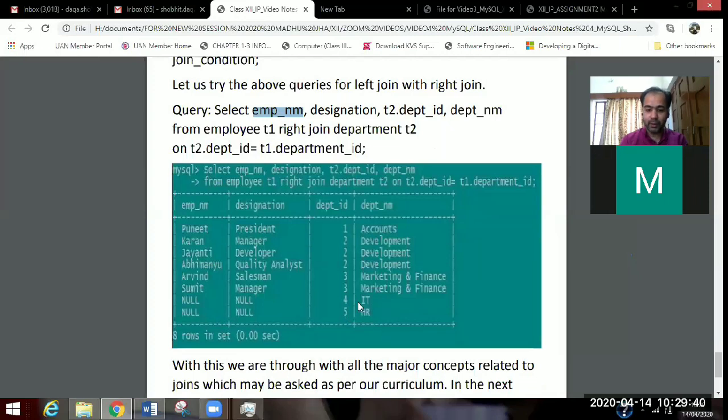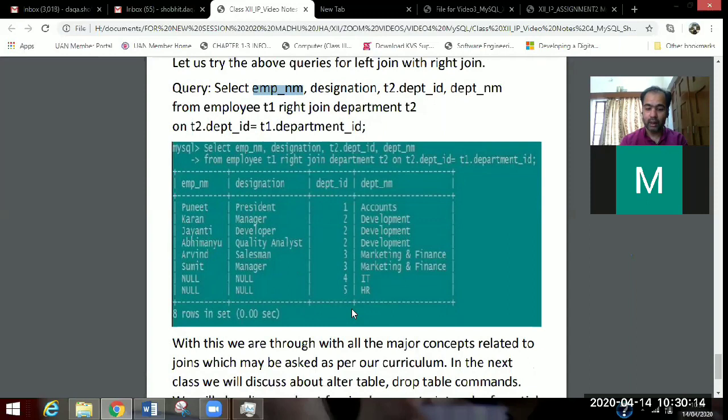So as you can see, 4 and 5, that is, the values from the right-hand table, are now present in the output. But Sachin and Shubhi are now not present in the output because we do not have any matching values for them in the department table. Additionally, because 4 and 5 are rows of the department table, although they do not have any matches in the employee table, they will still be shown in the output. This is the significance of right join.